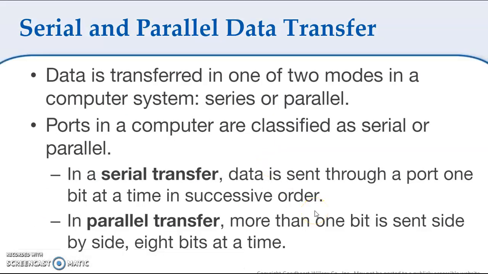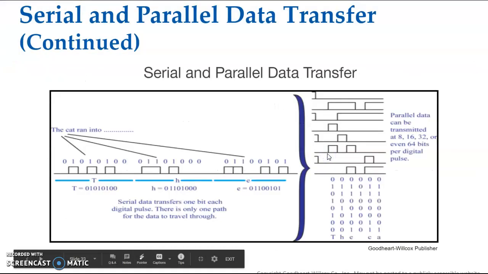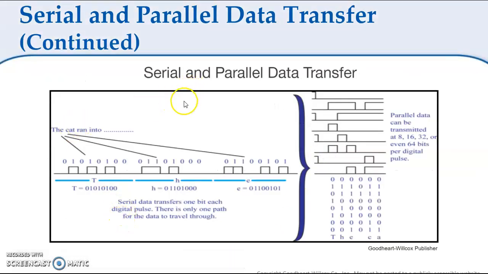Data transfer is serial versus parallel. Serial data is sent through a port 1 bit at a time in successive order, whereas in parallel transfer, more than 1 bit is sent side by side, 8 bits at a time. Obviously, in this case, parallel transfer is going to be the faster way of transferring data. Here is a picture of serial and parallel data transfer and how it works. So we can see how the data is going to move, either as bits or bytes. Parallel data is going to allow for more data to be transferred at one time, thus obviously increasing the speed.